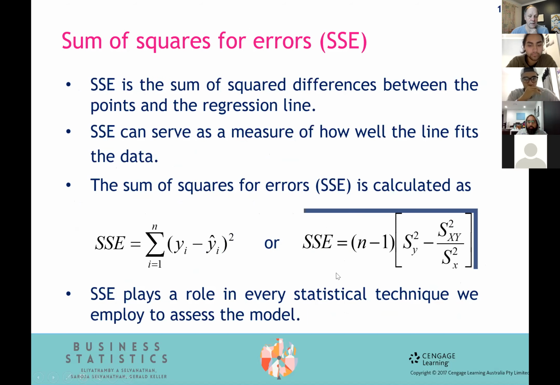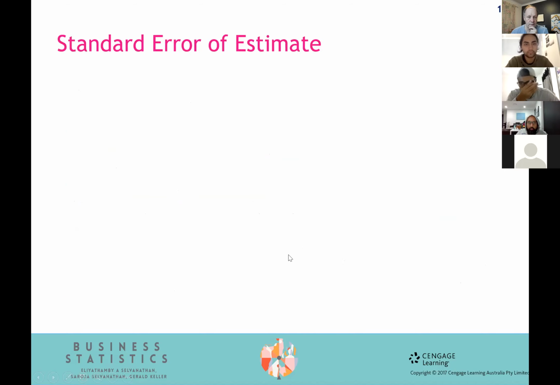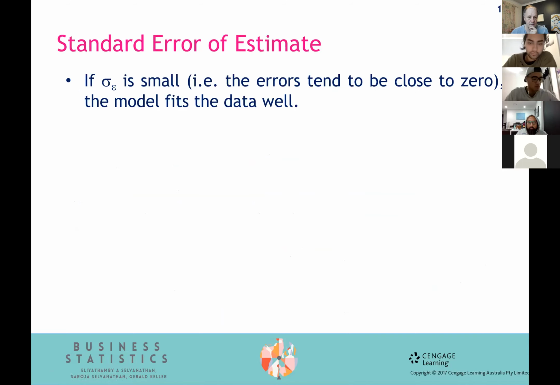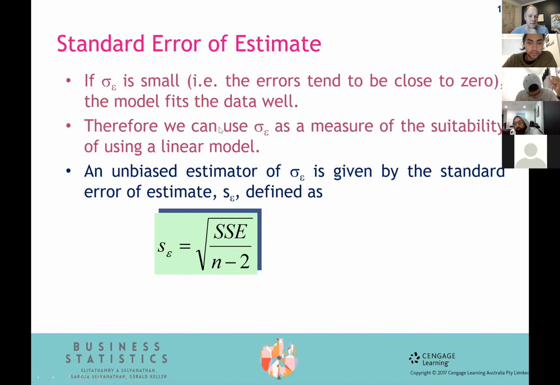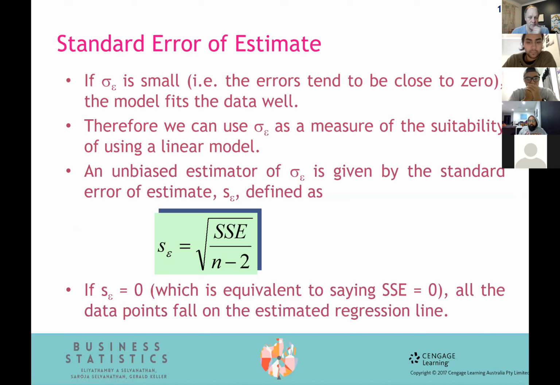Sum of squares error, so there's some calculations which you guys can look at when you want to. Standard error of estimate. Okay, and here it just says, in other words, what I said. If this standard deviation or this s is small, close to 0, the model fits the data well. You can use it as a measure of suitability of the linear model, which is the R squared.